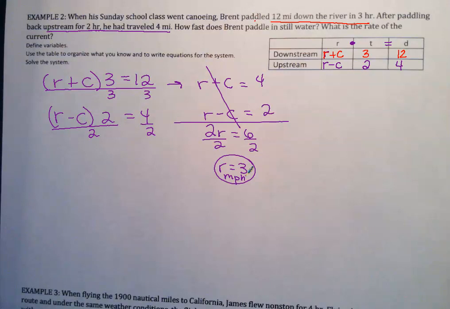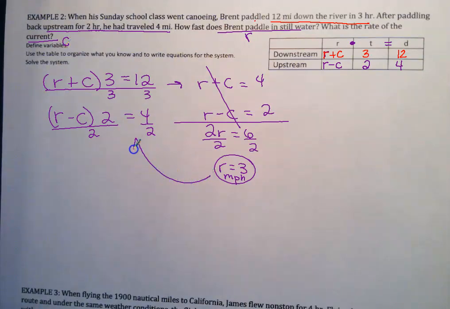We need to plug it back in, right? Because it asks us, how fast does Brent paddle in still water? So that's his rate. What is the rate of the current? That's going to be the C, because we put them both under rate. So R is Brent's rate. You could have used B if you would have rather, right? Brent's rate, you could have used a B plus the current, either way. So yeah, we got to plug it back in.